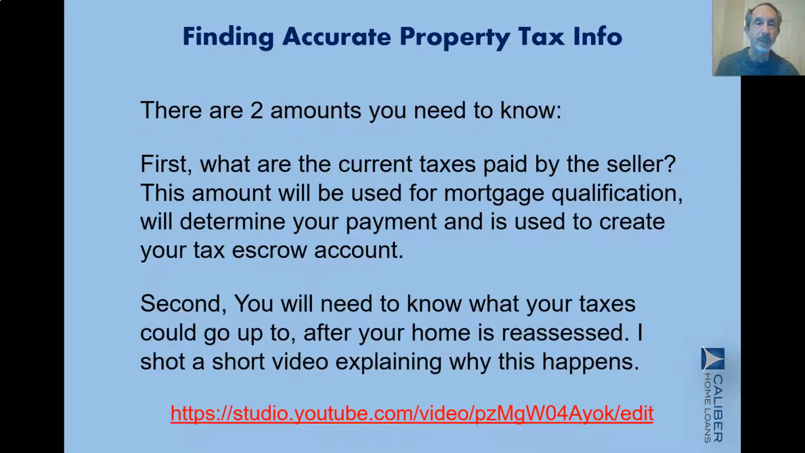So there are two amounts that you need to know. You need to know what the current taxes are that are paid by the seller. So this amount is used in the qualification of the mortgage, so it's added to the principal, interest, and the insurance, and is used in qualifying you for a certain mortgage amount. Now, if you have an escrow account, it's also going to be included in your monthly payment, and it's going to be used to set up that escrow account at closing.